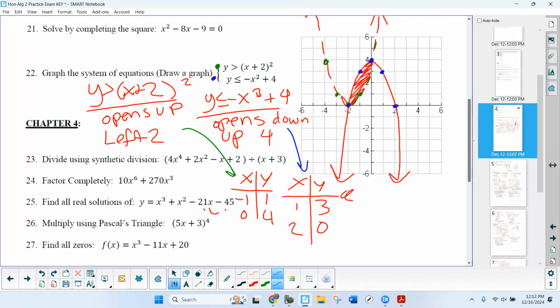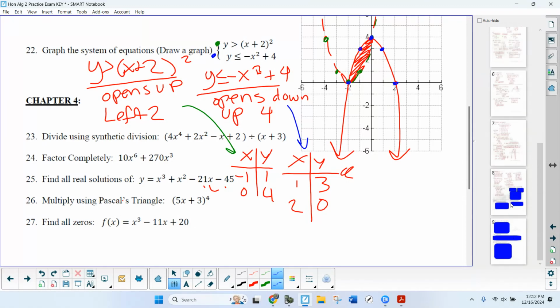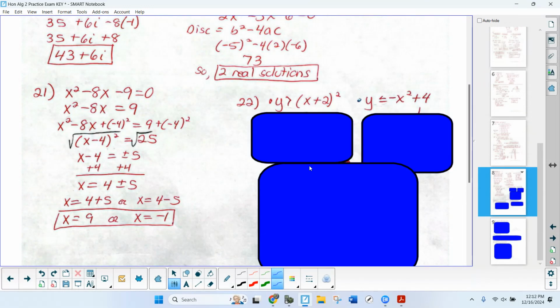Okay. Any questions on chapter 3? All right. Last little bit. Chapter 4. Divide using synthetic division. I had somebody come up and say, but that didn't divide evenly. And I'm like, you're right. It's not going to divide evenly.